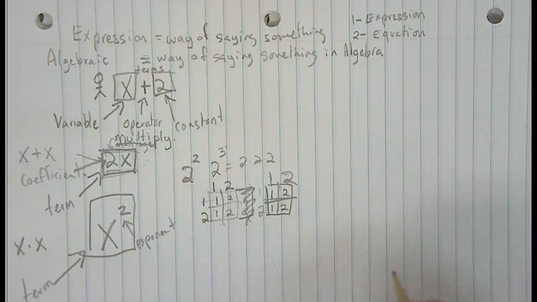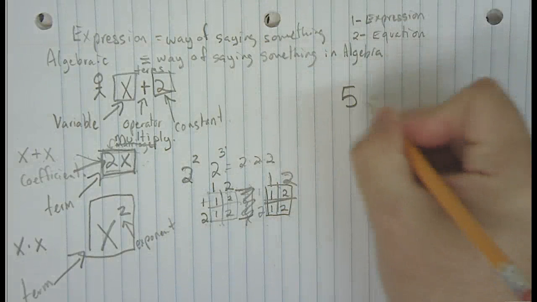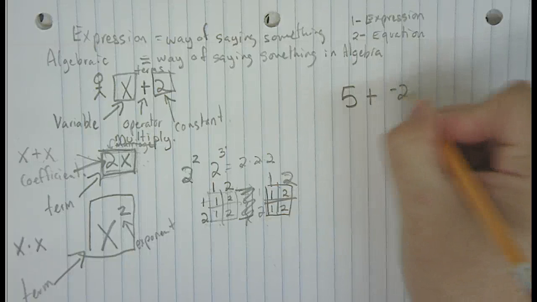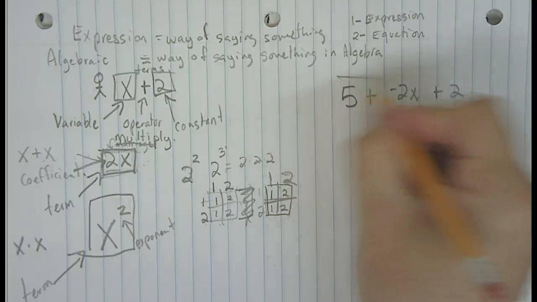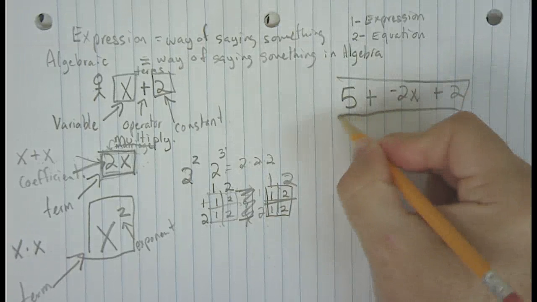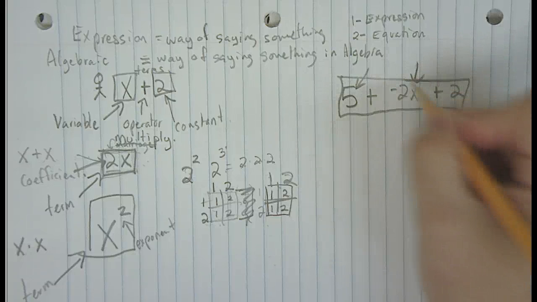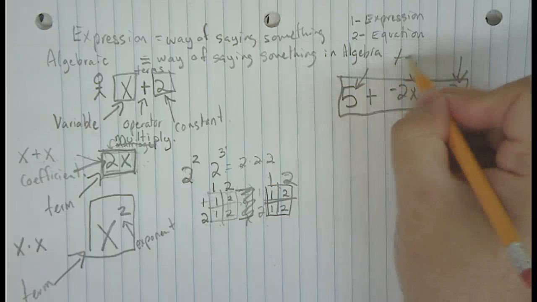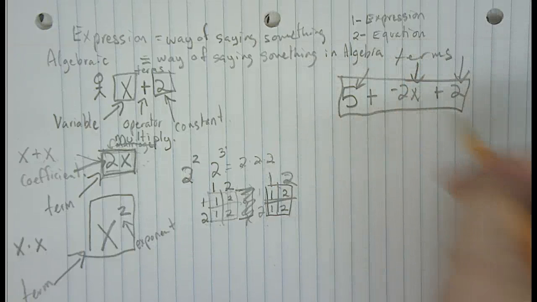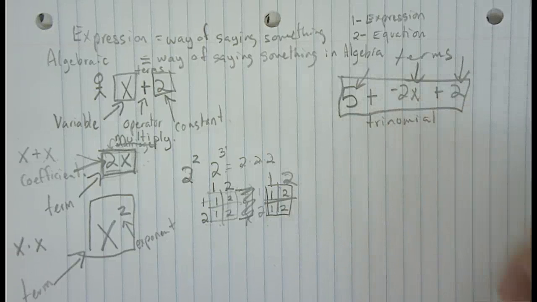Okay, so let's look at the expression one more time. Here's a little more complex expression. I have an expression that looks like this: 5 plus negative 2x, well, we'll say plus 2. Now this expression consists of how many terms? Well, this is a term, and these two together are a term, and this is a term. So there are 3 terms, right? So when there's 3 terms, we call this a trinomial, okay?